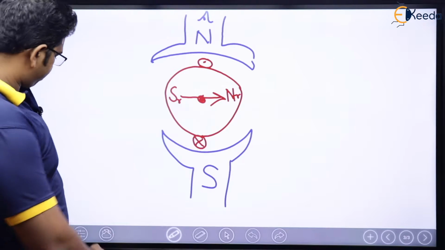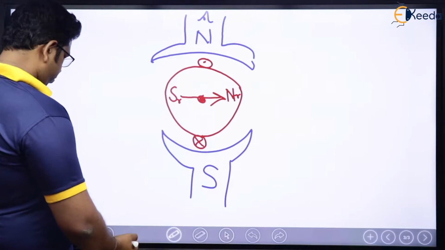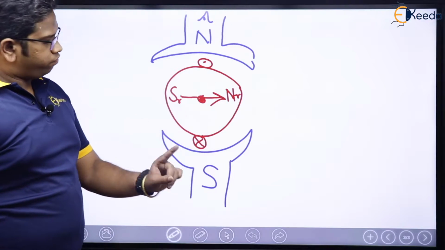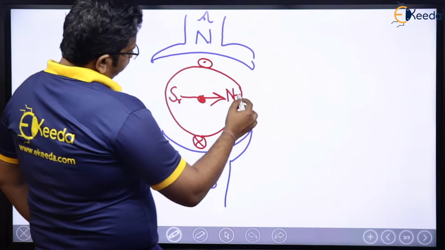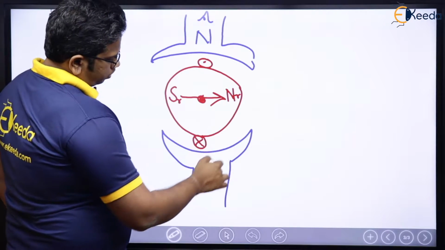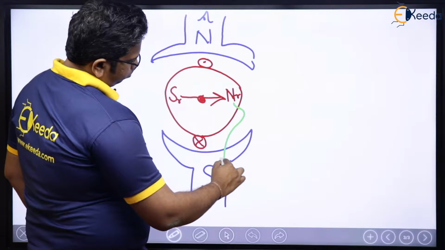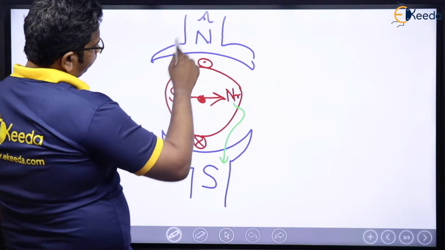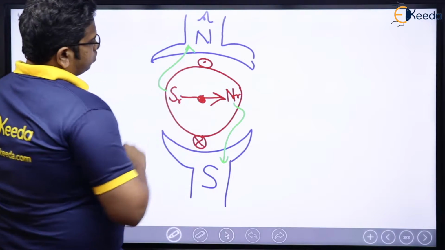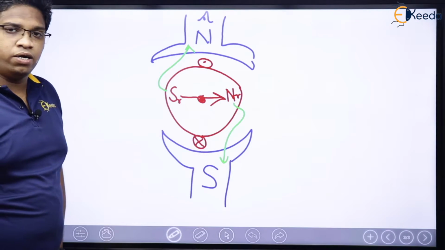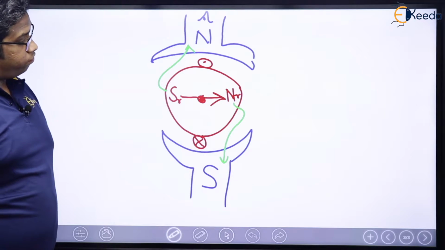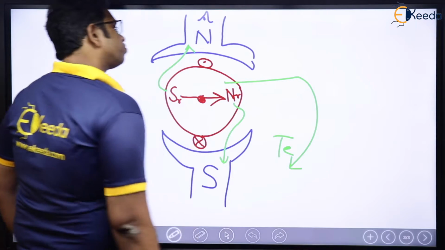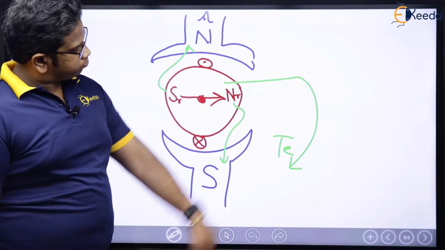Now see, very important. This is north pole, this is south pole. This north and this north will repel each other. This north and this south will get attracted, which means this is going to come here. Torque will be produced in this direction. South will get attracted towards north. Agreed or not? Of course agreed, right? Electromagnetic torque is in this direction.